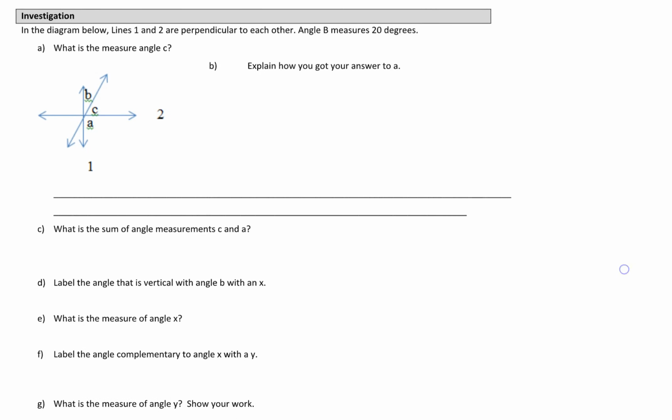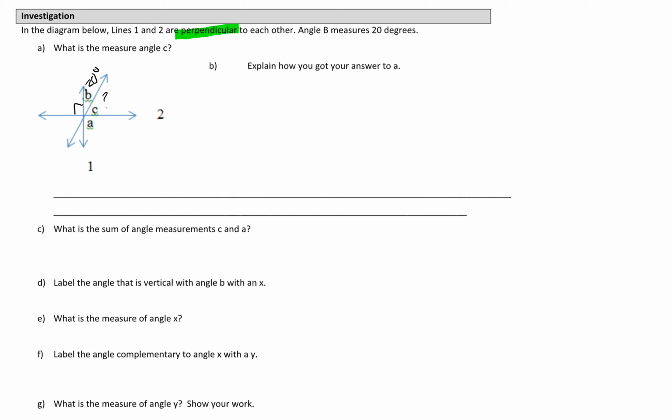Okay, so for our investigation, we're going to look at the diagram below. Lines 1 and 2 are perpendicular. If we think back to last week, or if you look at your vocab sheet, you'll see perpendicular means they meet at 90 degrees. So I'm going to go ahead and draw a little 90 in there. Angle B measures 20 degrees. What is the measure of angle C?